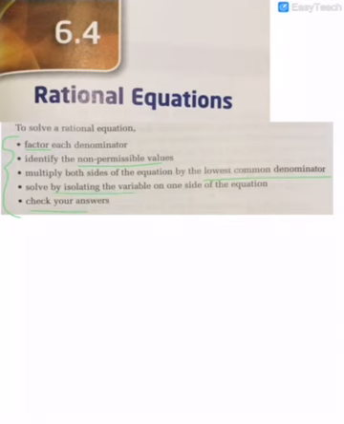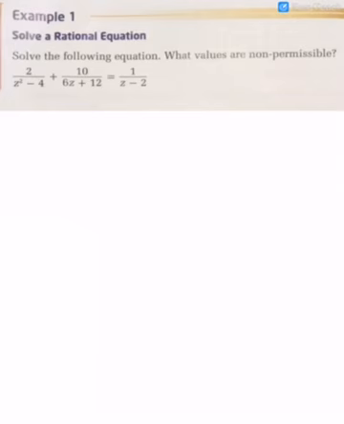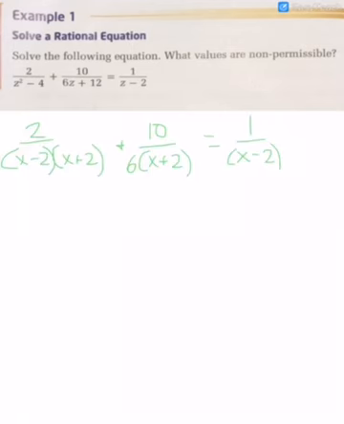So let's give the first one a try. Okay, so here we're going to start again by factoring all the denominators. So when we factor this, the first one here is a difference of squares, the second one, a 6, can be divided out, and then the third one is already factored. So the factored form would look like this.